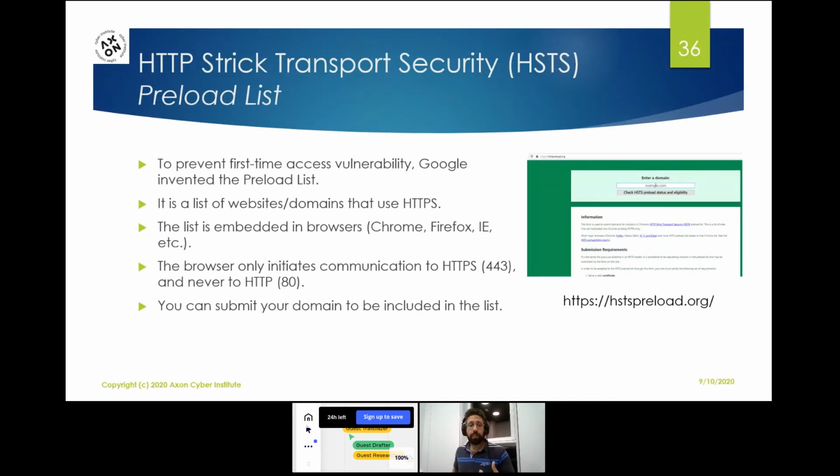So if you have a website and you would like to be added to this list, you simply go to hstspreload.org and then check the requirements. You have to have a valid certificate. You have to configure the HSTS header in your web server, in Apache or IIS, and then you have to submit your domain. It's free of charge, and then after a while, they check your domain, and if you meet all the requirements, they will add you to the list, and then your website becomes immune to any form of SSL hijacking.